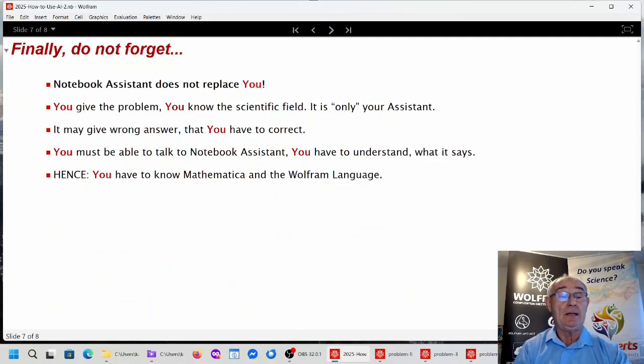And finally, do not forget, the Notebook Assistant doesn't replace you. You give the problem, you know the scientific field. The Notebook Assistant is your assistant only. It may give a wrong answer that you have to correct. You must be able to talk to the Notebook Assistant. You have to understand what it says. Hence, you have to know Mathematica and the Wolfram language.